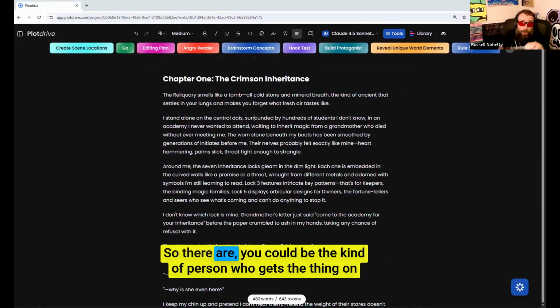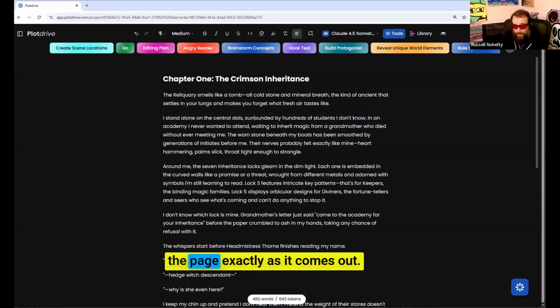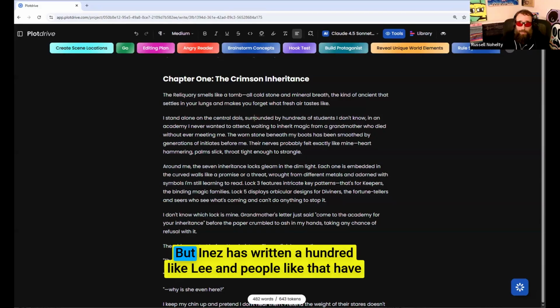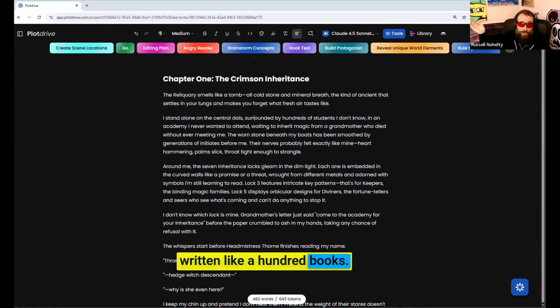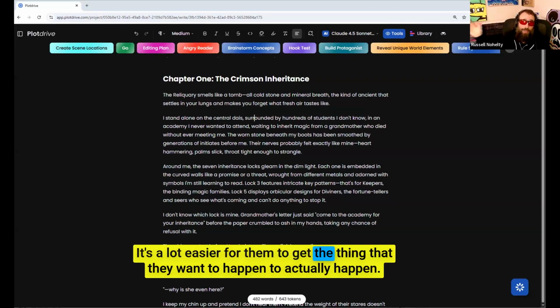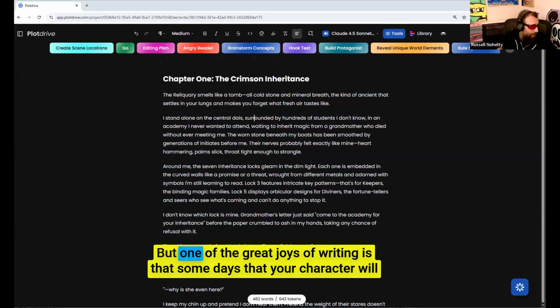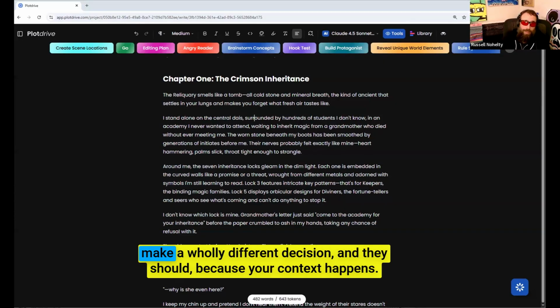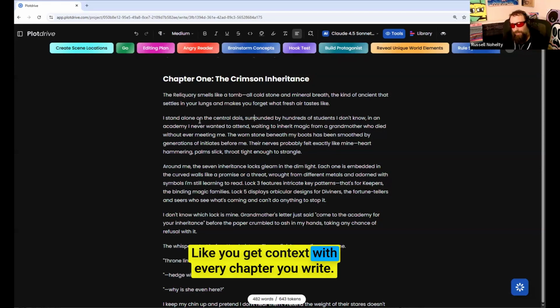So you could be the kind of person who gets the thing on the page exactly as it comes out. But Inez Lee and people like that have written like 100 books. It's a lot easier for them to get the thing that they want to happen to actually happen. But one of the great joys of writing is that some days your character will make a wholly different decision, and they should, because context happens. You get context with every chapter you write.